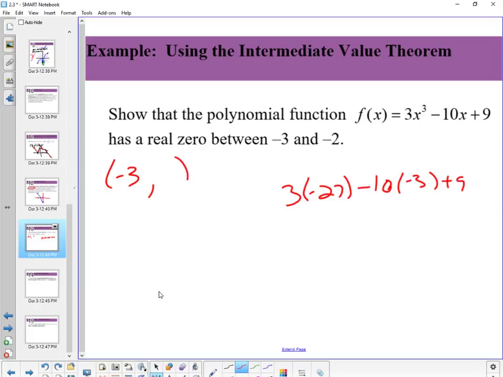That doesn't make sense. Am I okay? Yeah. All right. I thought I made a mistake. So 3 times -27 is negative 81. We're going to add 39 to that. Gives me negative what? 42? Yeah. Okay, so there's one.